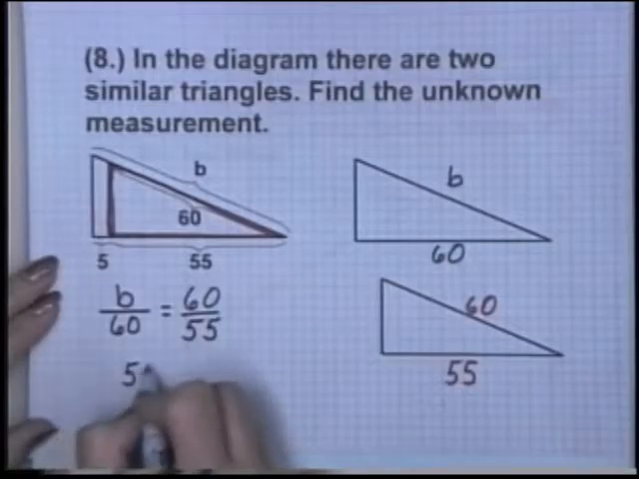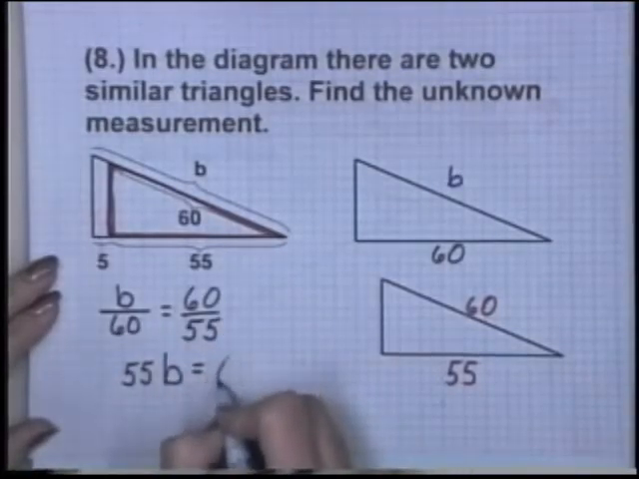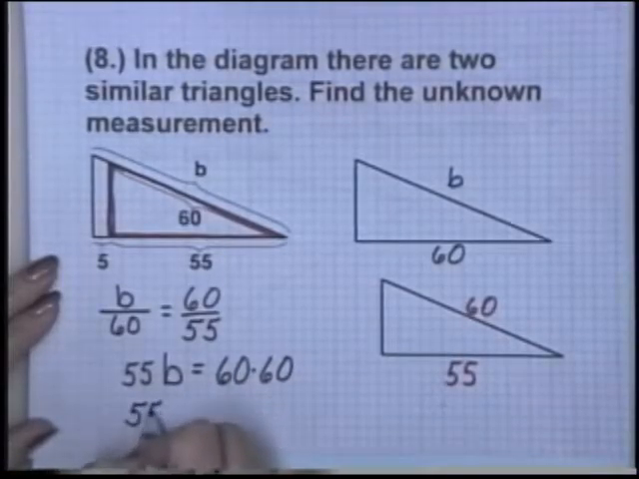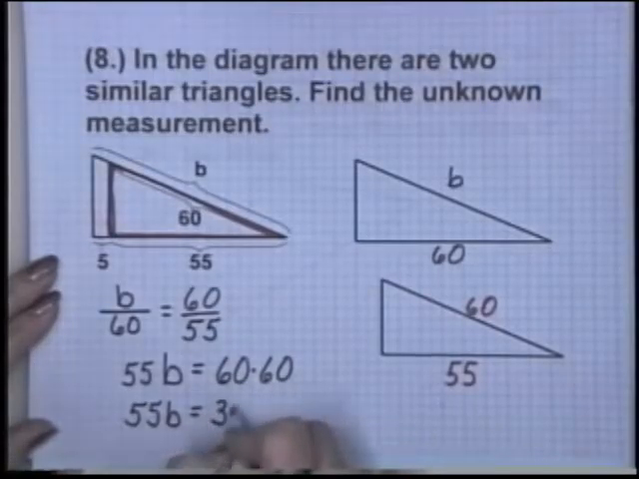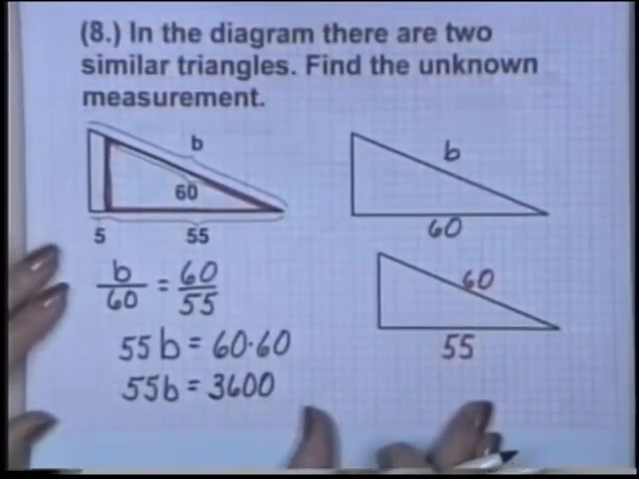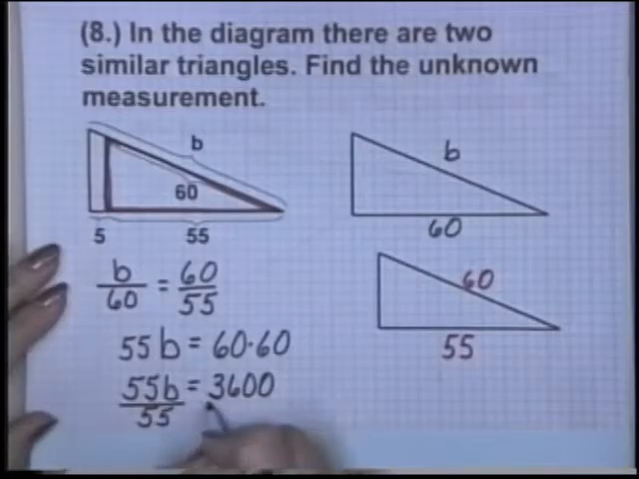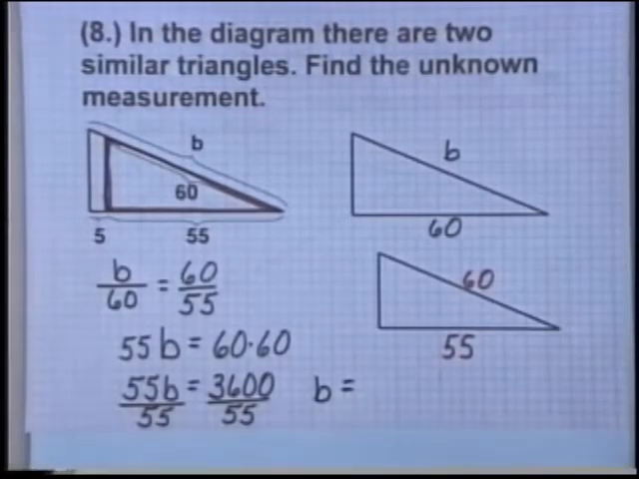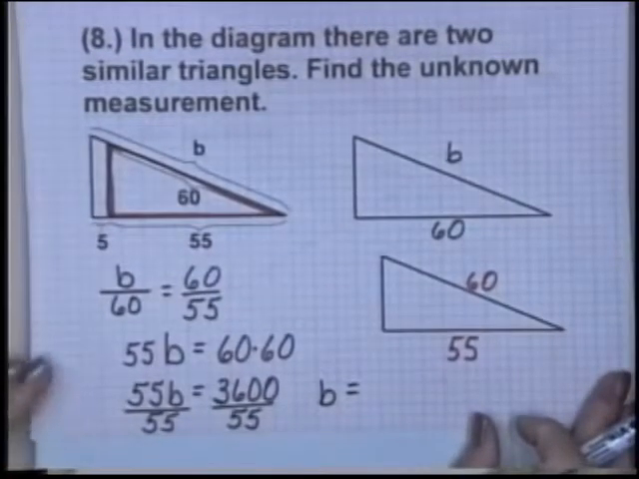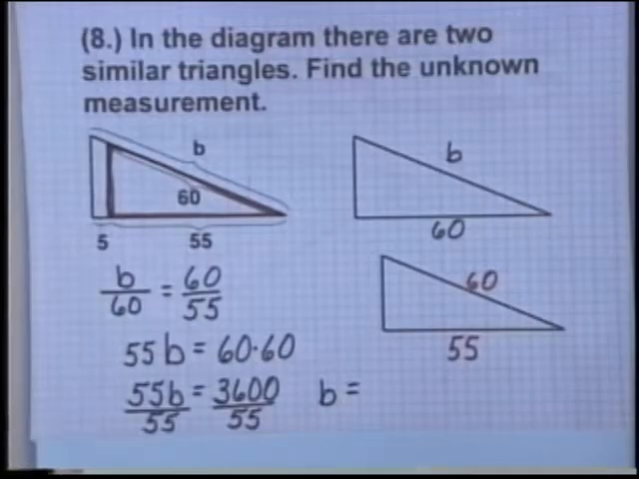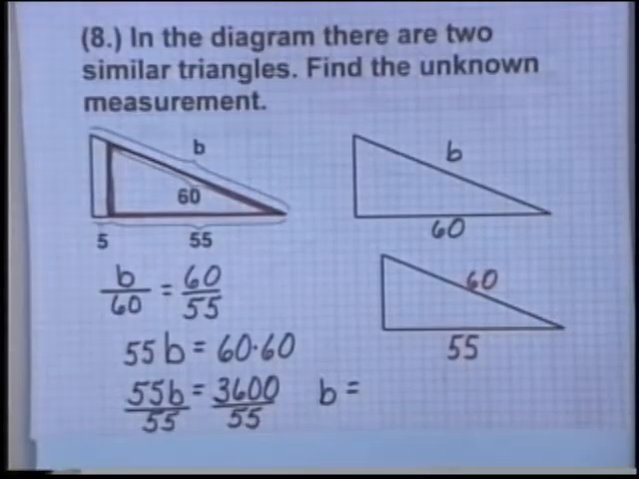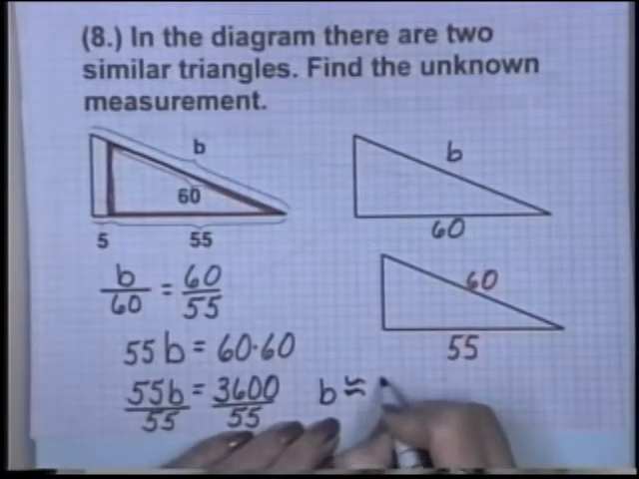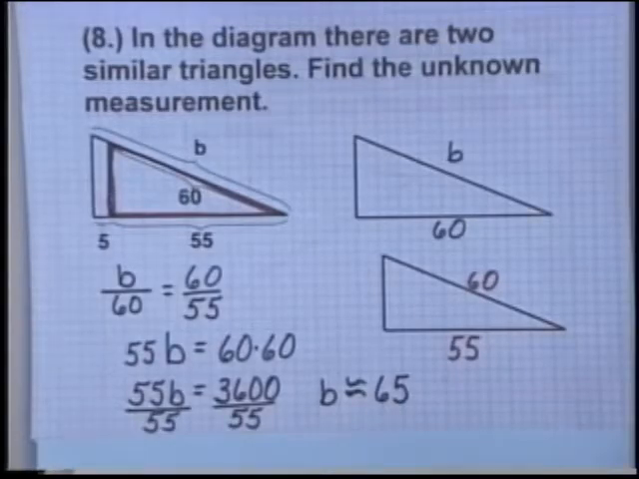B times 55 is 55B, and 60 times 60 is 3,600. So 55B equals 3,600. To solve for B, let's divide by 55. That does not divide evenly, so we'll divide that on our calculator. We'll need to round it off, and since this 55 is two significant digits, we'll round to two significant digits. I get 65.454545, a repeating decimal, so approximately, it will round to the whole number, 65.